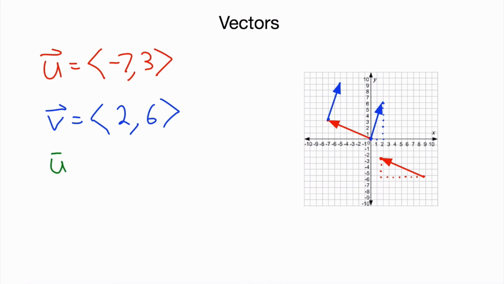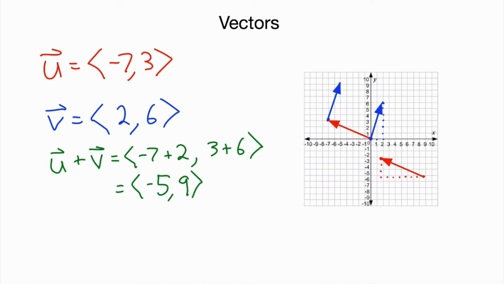Now I'd like to look at adding two vectors. Since both of these are written in component form, you are allowed to combine like components. So the horizontal components are going to add together and the vertical components are going to add together, and I end up with <-5, 9>. So if I draw this from the origin, that says go left 5 and up 9. I happen to have the same terminal point as v did when it started at the end of u.